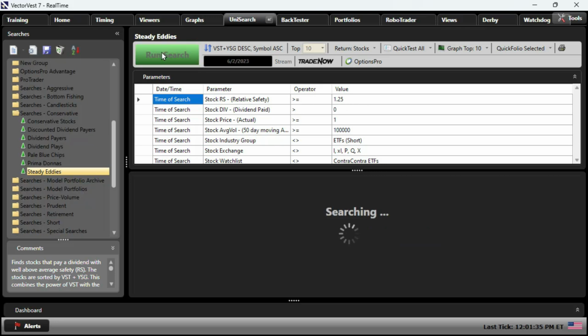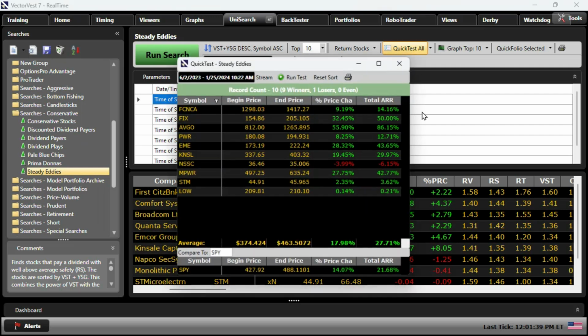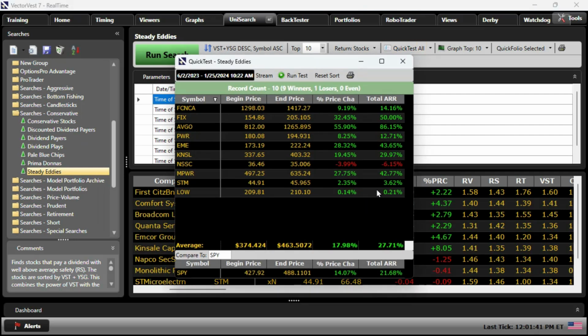Let's go ahead and run that search again from this same time frame, and I'll quick test those stocks. Right now, we're outperforming, with 9 winning trades, right? And as we talked about in the investment matrix, you're not looking to double the move of the overall market. You're just looking to make money.